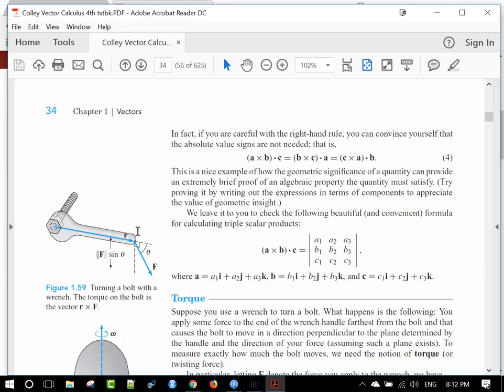Okay, this is an example from physics. We're not going to cover it. This is another example from physics.